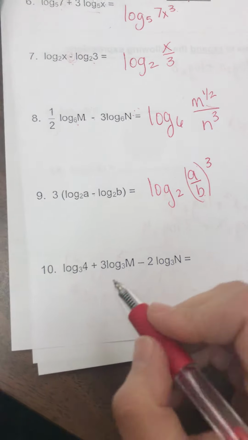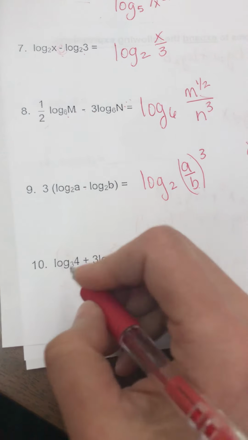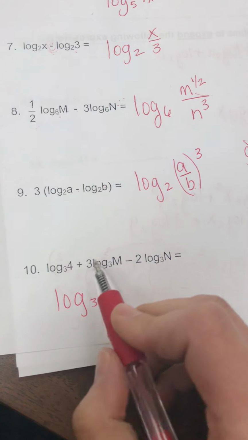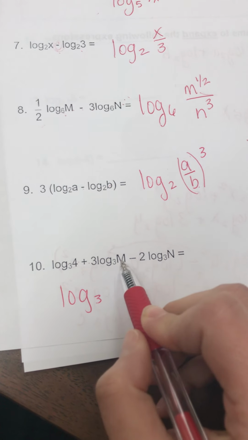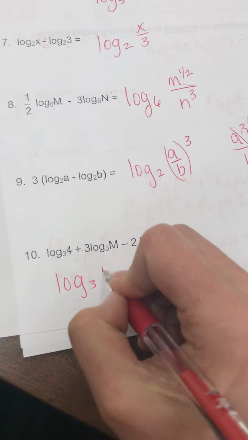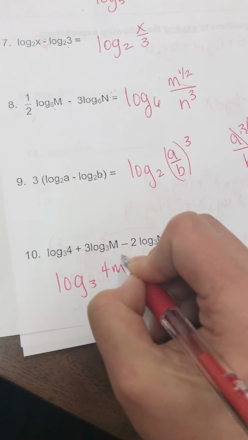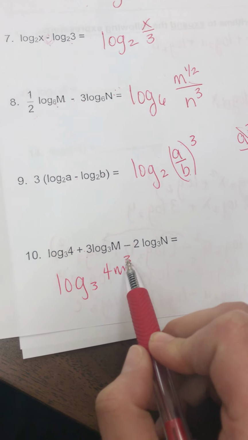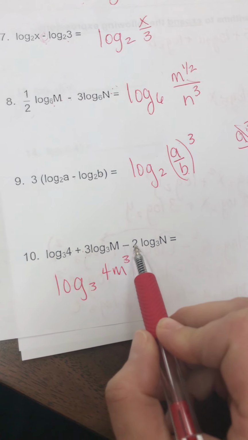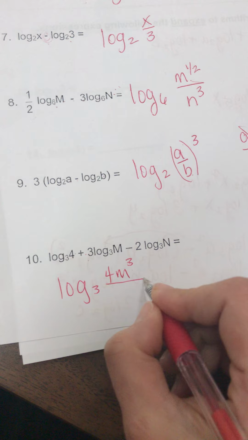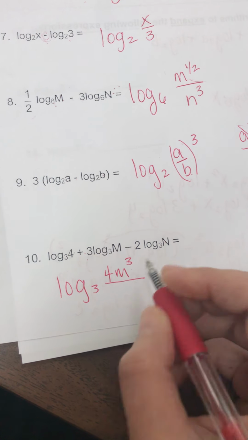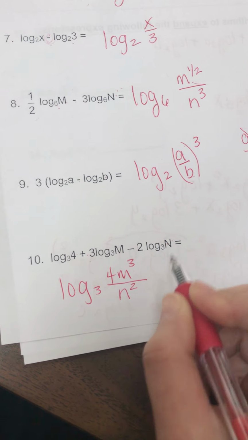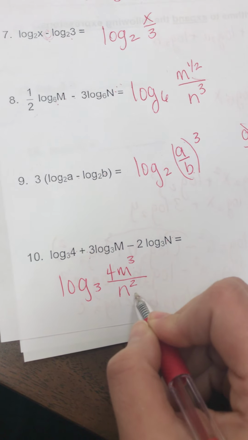All right, so number 10, we have log base 3 on all of it, right? And you have 4 plus m, so that's going to be 4m cubed, because our 3 in front tells us the m has an exponent of 3. Now then minus, so that's telling us we're dividing by n to the 2nd, because this is the exponent to the n. So that's the answer.